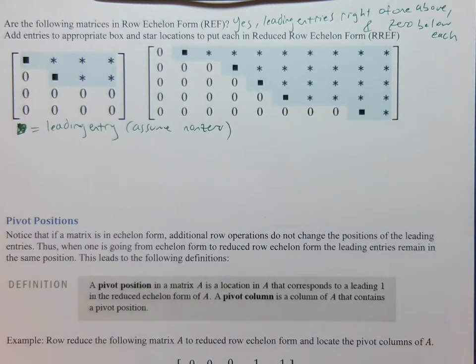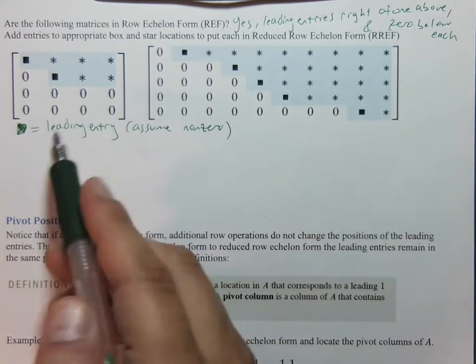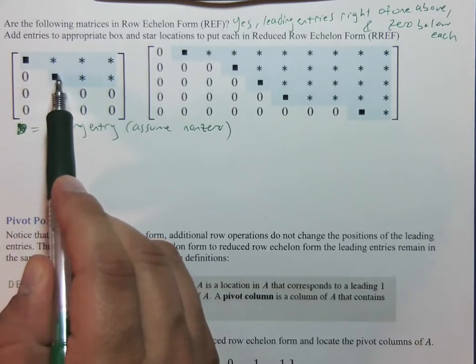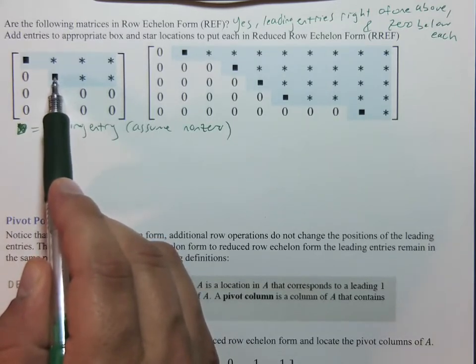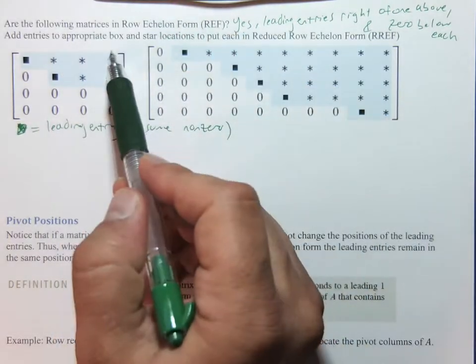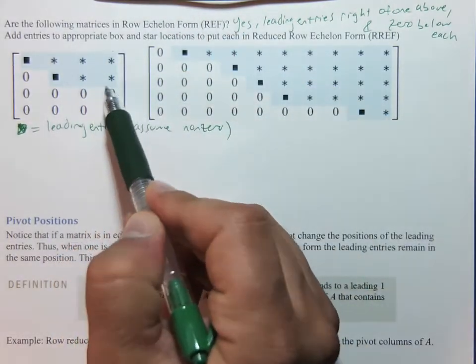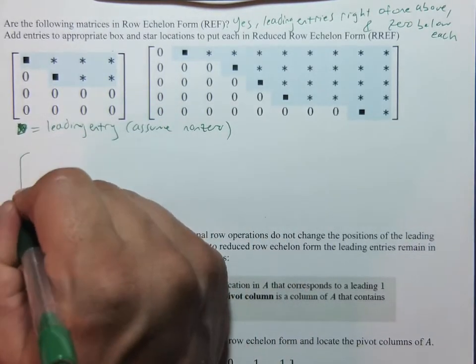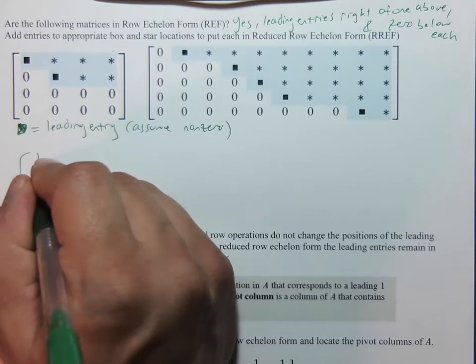But what do we need to do to take it a step further? Well, we need those leading entries to be 1, right? So these two boxes would need to be the number 1, because that's the fourth condition. And it needs to be the only non-zero in the column, so this star above that box needs to be a 0, right? These things could be anything. We don't need to alter those at all. We just need to change those two things, and then that first star. So it would end up looking like this.